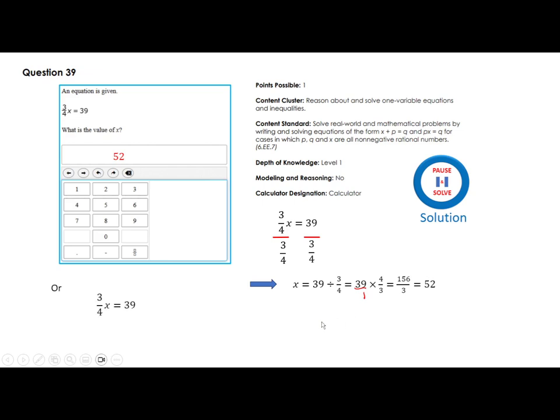You can do it this way if you like. You multiply both sides by 4/3. Why? Because now, see, this cancels, this cancels. You get only 1x, and you multiply this, and you get the same answer. Okay?